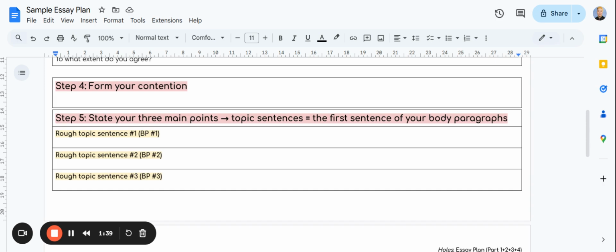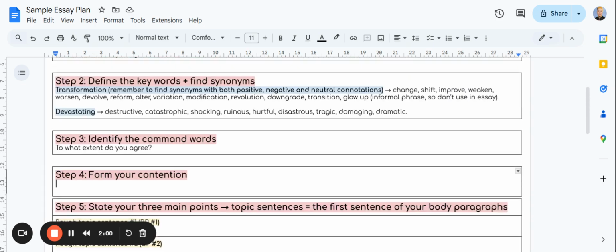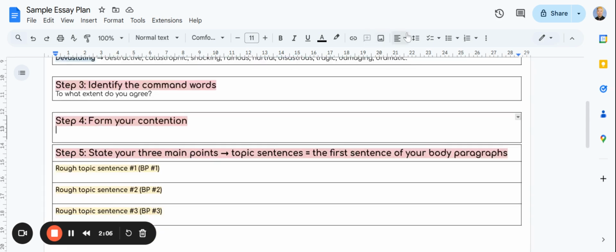Now, I've come around to a few students this week and they've been telling me that they're finding it pretty easy to think of examples from the book that are relevant to the topic, but they're struggling to turn that example into a contention. So I want to first start off by saying it is okay to think about examples from the book first. So when I look at a topic like this, Hall suggests that transformation can only occur when a devastating event happens.